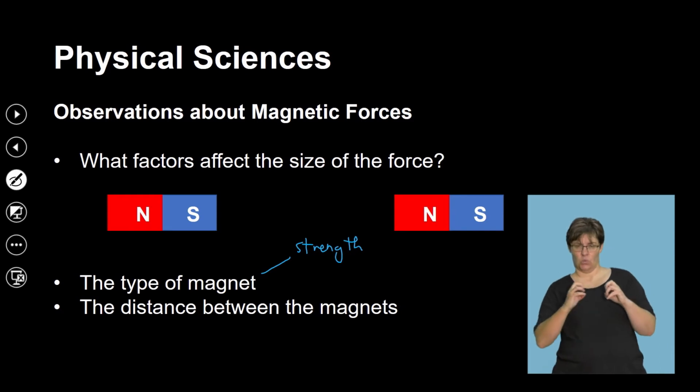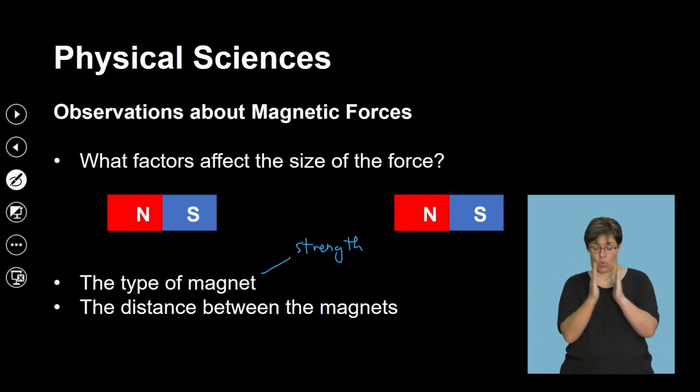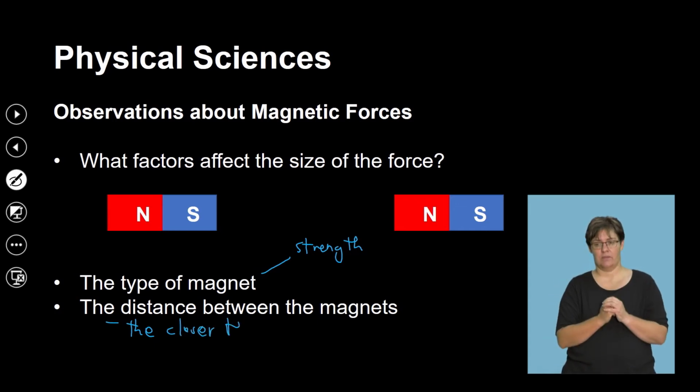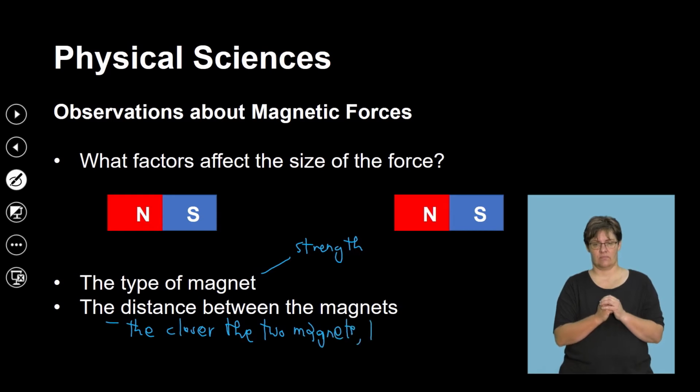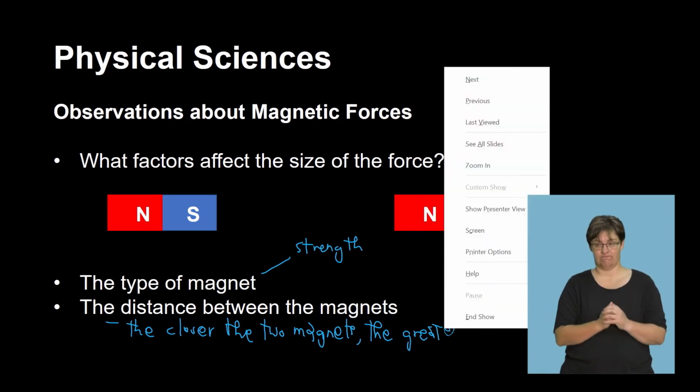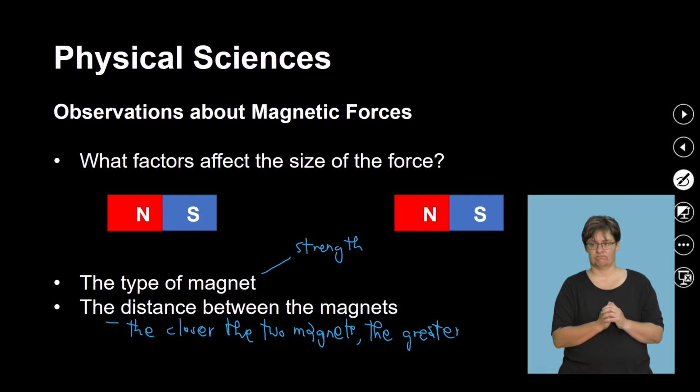And then the distance between the magnets. Now, the closer they are, the greater the force. Remember we said these two must not come into contact. We're just bringing them closer and closer without necessarily them coming into contact. So the distance between the magnets also affects the size of the force. The closer the two magnets are, the greater the force.